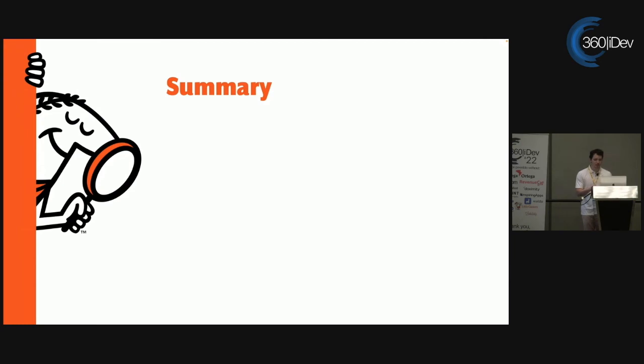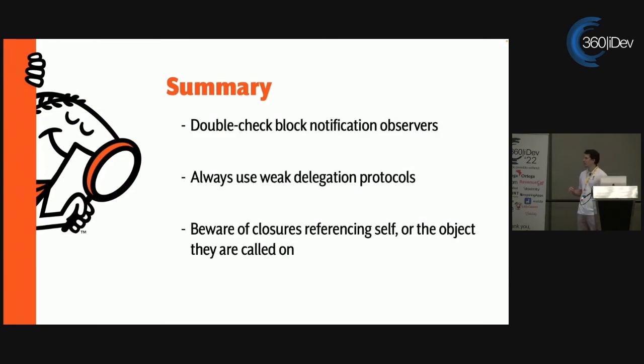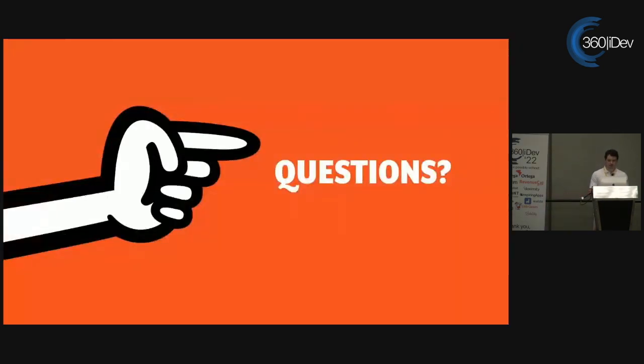So in summary, I would say double check block notification observers. I generally prefer to use simple selector notification observers, so you don't have to worry about having strong reference cycles in your block, but sometimes you have to use a block notification observer. And then always use weak delegation protocols, and beware of referencing self or any objects in your closures. And that's about it for my presentation.